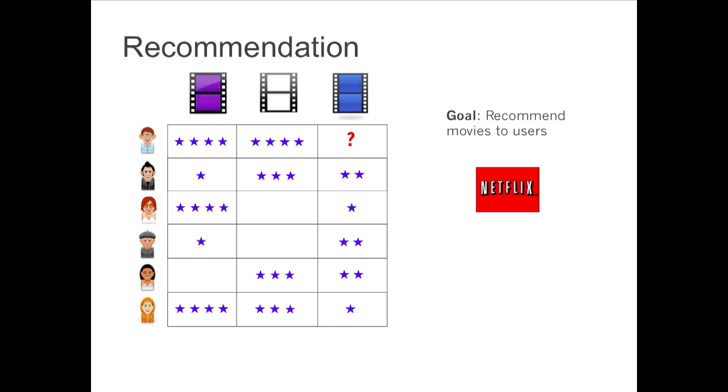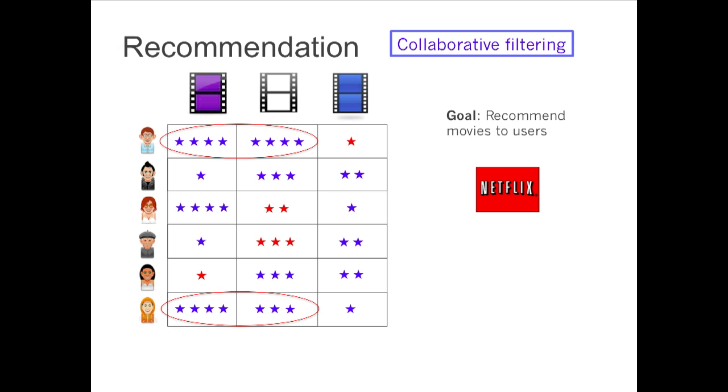So you might look through this row of people and notice at the bottom row, this guy we'll call Kenny. Kenny and Bob agree on the first two movies. So you can transfer Kenny's label for the Blue movie to Bob, right? You want to use existing ratings to impute missing ratings. This is called a collaborative filtering problem.